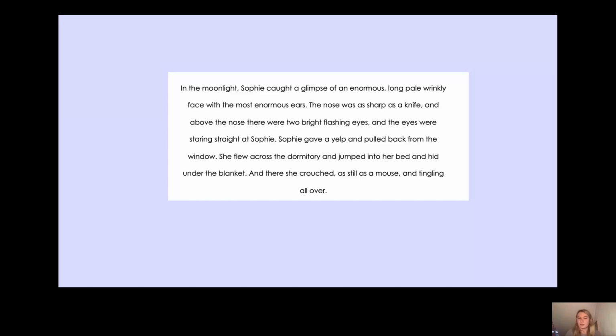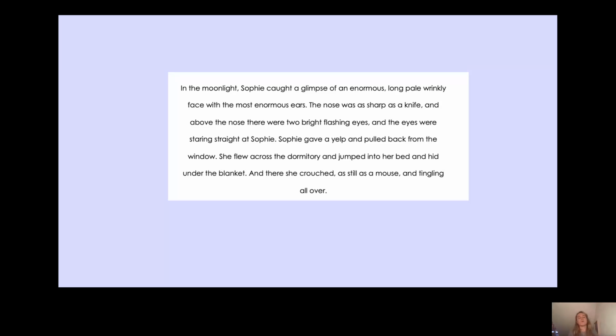In the moonlight, Sophie caught a glimpse of an enormous, long, pale, wrinkly face with the most enormous ears. The nose was as sharp as a knife, and above the nose there were two bright flashing eyes, and the eyes were staring straight at Sophie. Sophie gave a yelp and pulled back from the window. She flew across the dormitory and jumped into her bed and hid under the blanket. And there she crouched, as still as a mouse and tingling all over.